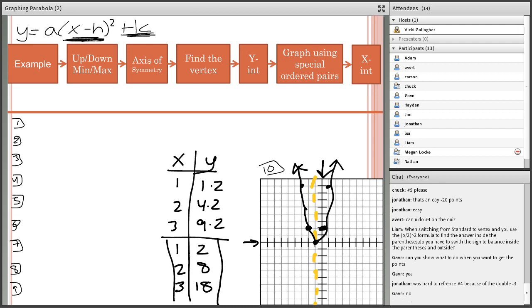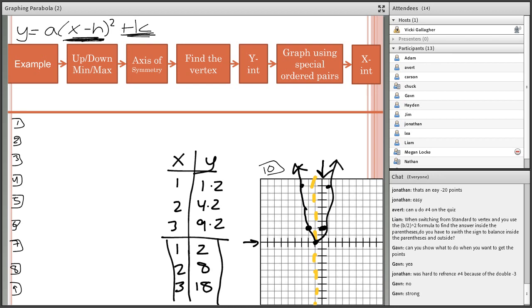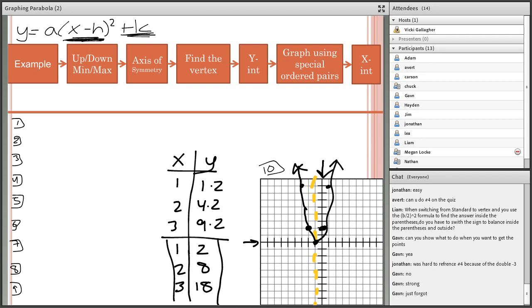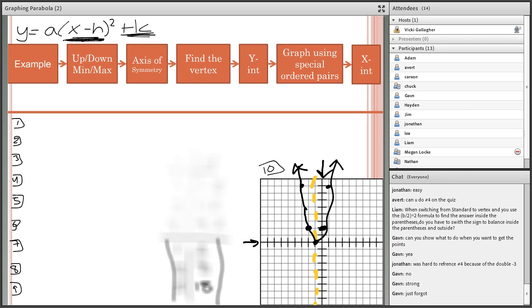Who is your teacher? Are you my Gavin or are you somebody else's Gavin? Strong. Strong does this. You have special ordered pairs that you want to memorize. I'll rewrite them. That's okay. I just wanted to make sure because there's for sure one teacher who teaches it differently, and I wanted to make sure that it wasn't that you didn't have that teacher, because then I would switch gears and we would be doing something different right now.